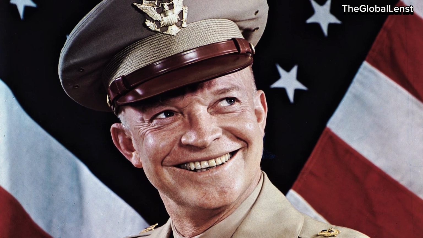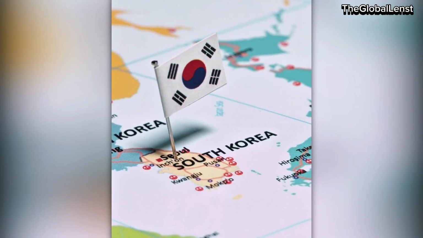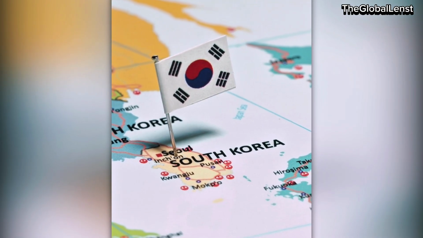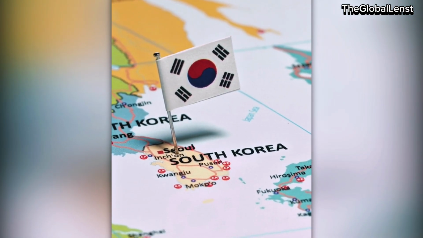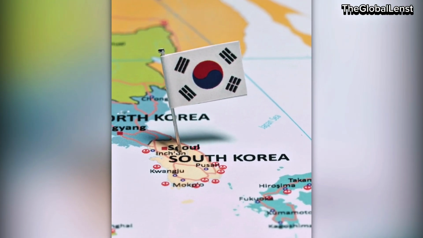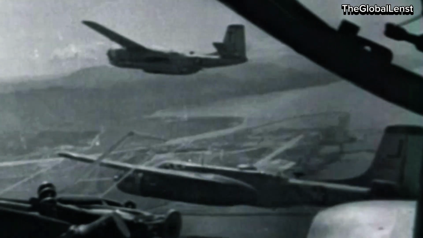South Korea's leader, Syngman Rhee, tried to stop the peace by releasing communist prisoners. Still, on July 27, 1953, a ceasefire was signed. The war was over, but no peace treaty was ever signed. Tens of thousands of POWs were exchanged. Some communists returned home waving blood-stained flags.